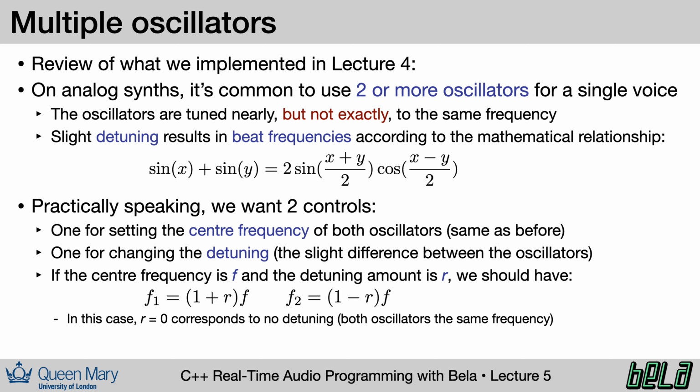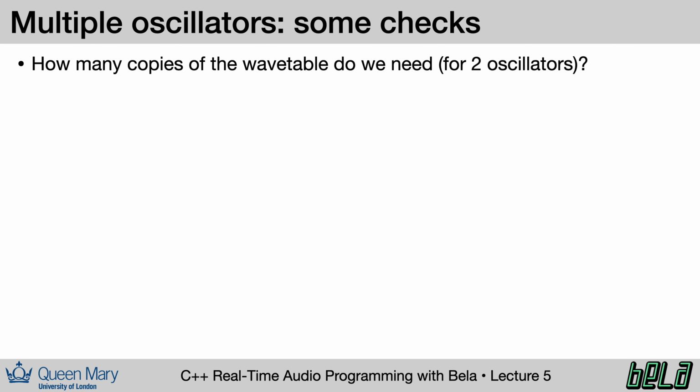In the last lecture, we took a wavetable example and implemented two wavetable oscillators at the same time. We had two controls, one for setting the center frequency of both oscillators and one that changed the detuning ratio between the two. And we used these formulas to calculate the frequency of each individual oscillator. In the process of converting our code from one wavetable oscillator to two, we had to figure out which bits of code needed to be duplicated and which ones did not.